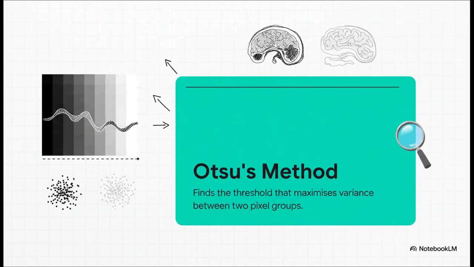So the big question is, how do you decide the exact shade of gray that's the cutoff point between what becomes black and what becomes white? Well, that's the magic of Otsu's method. It's this clever algorithm that just looks at all the pixels and automatically calculates the one perfect value to split them into two groups. No guesswork, no fiddling with sliders. The computer just finds the best split for us.